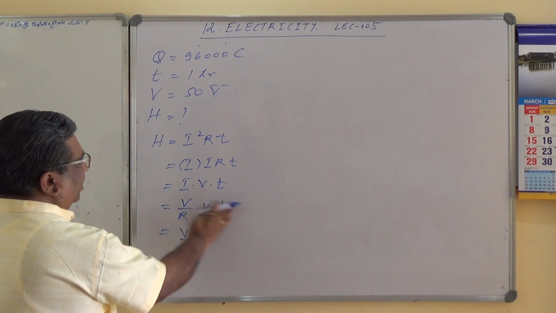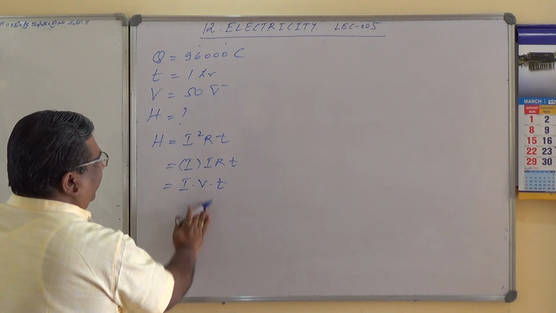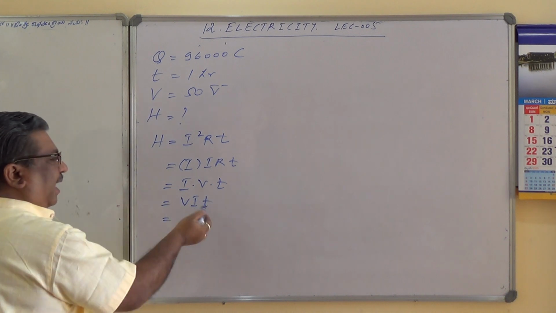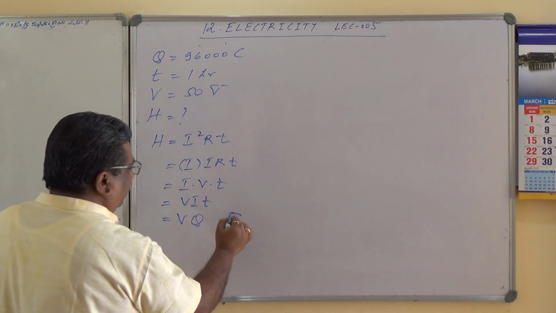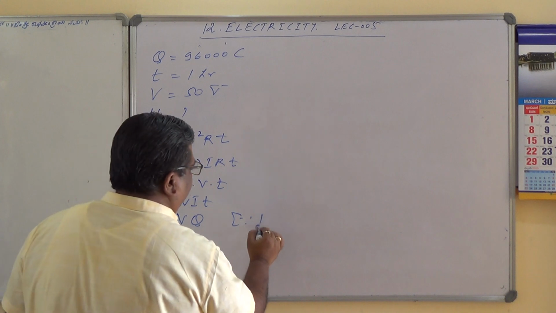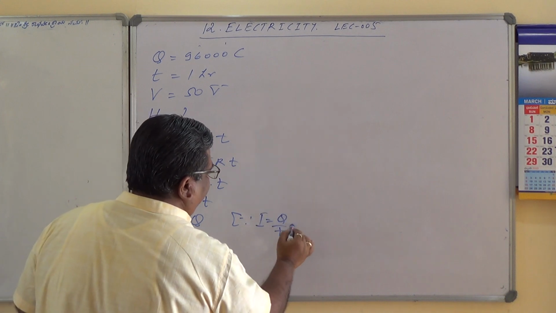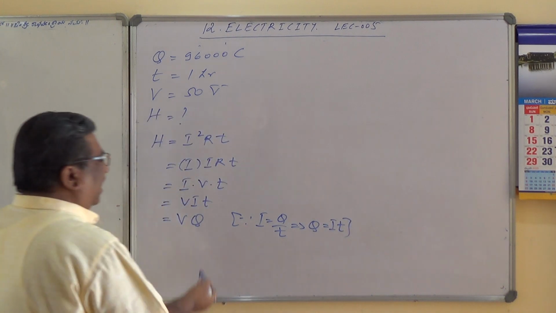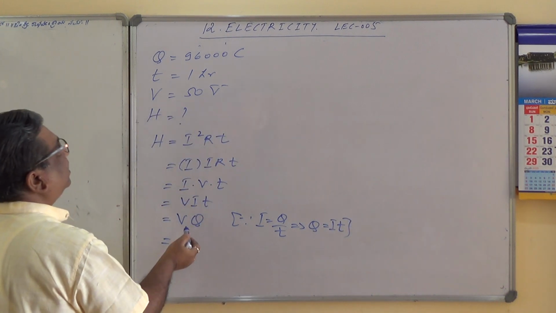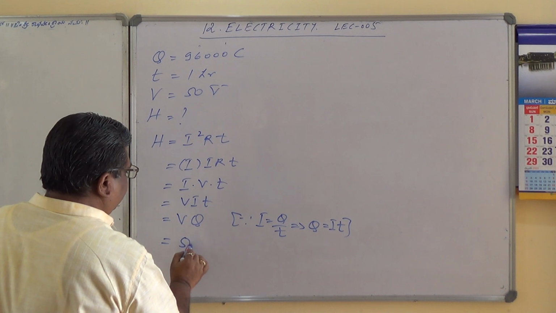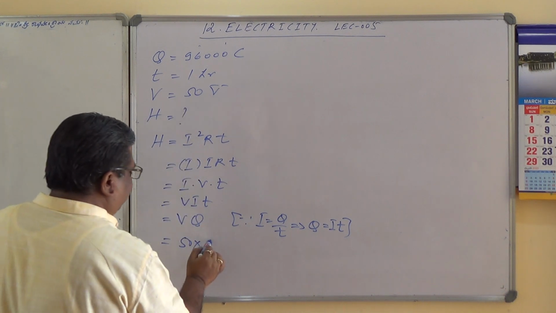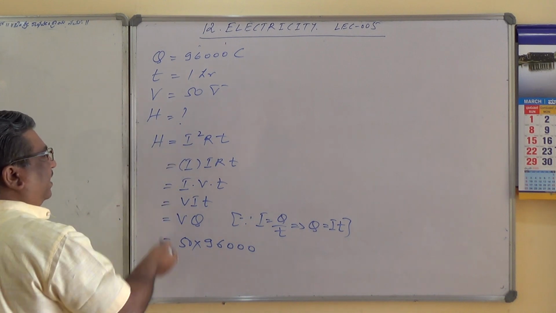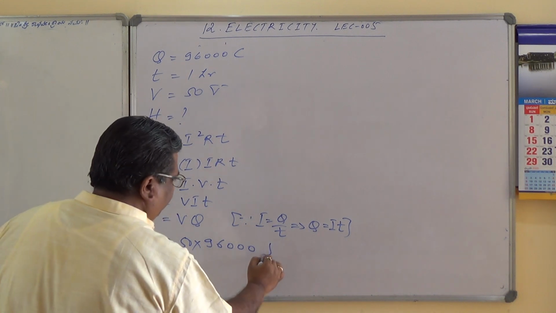See here, one more thing, a small modification I will do. VIT, it is basically VIT. See, what about IT? Q. Because I equals Q by T implies Q equals IT, and therefore I am changing IT by Q here. V is given to us, which is 50 volts, and Q is 96,000. What should we get, heat energy in terms of joules?